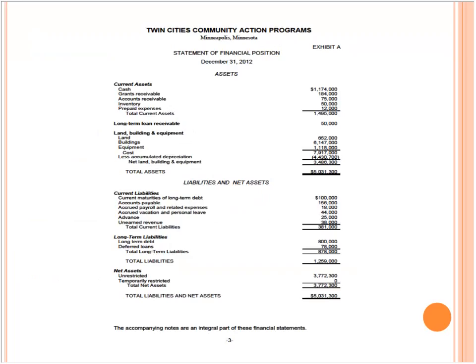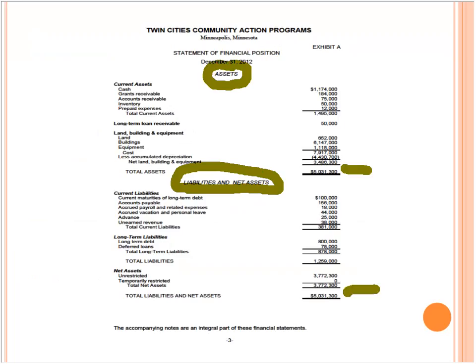In this case, Twin Cities Community Action Programs, and I would just tell you that there is no such actual organization as Twin Cities Community Action Agencies. In this example, you will see first we have assets. The second major category then is liabilities and net assets. And you will notice that the total assets equal the total liabilities and net assets. That's where the terminology balance sheet comes from.